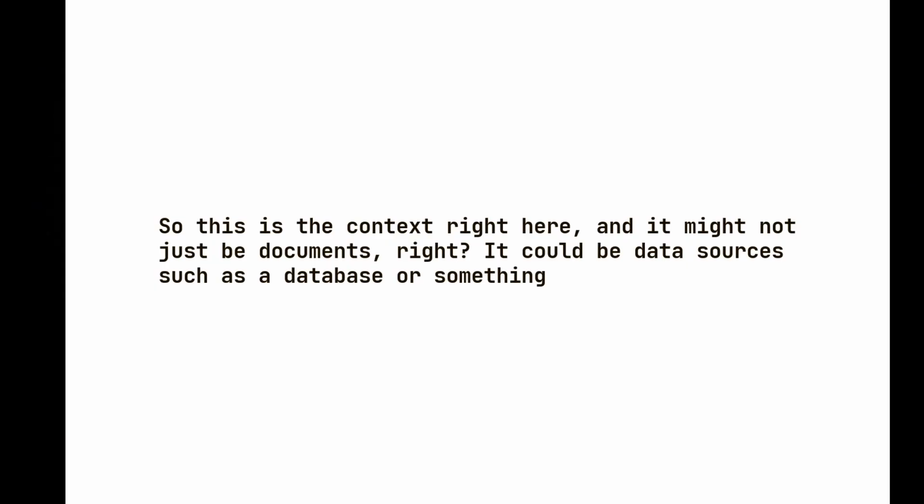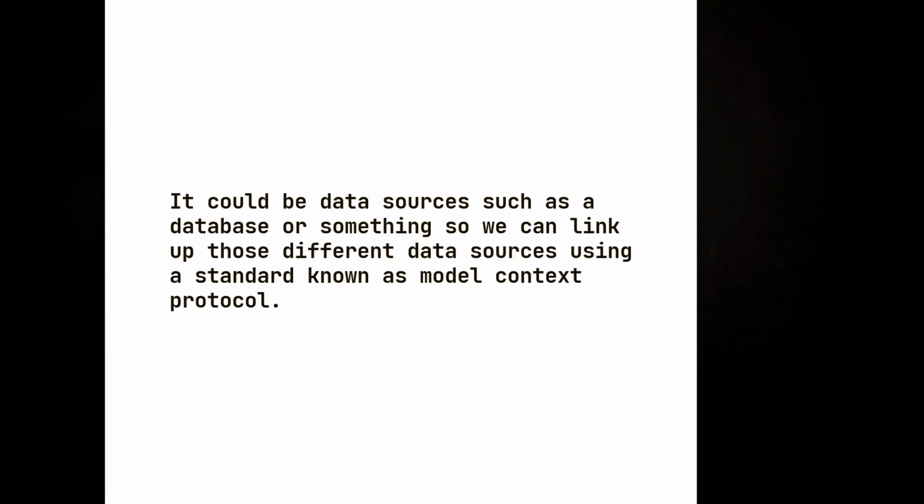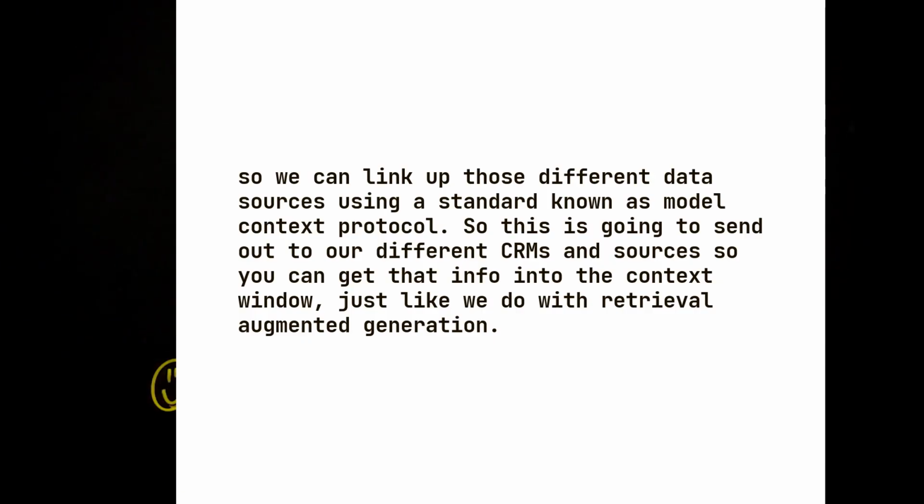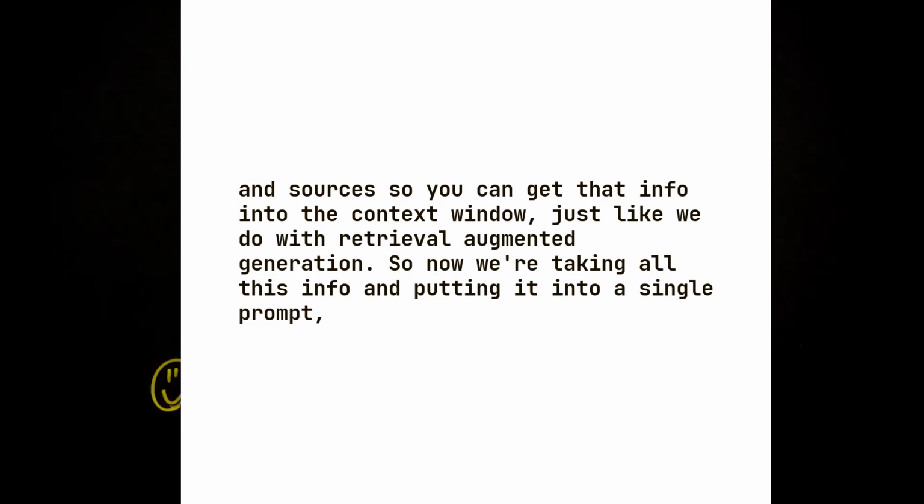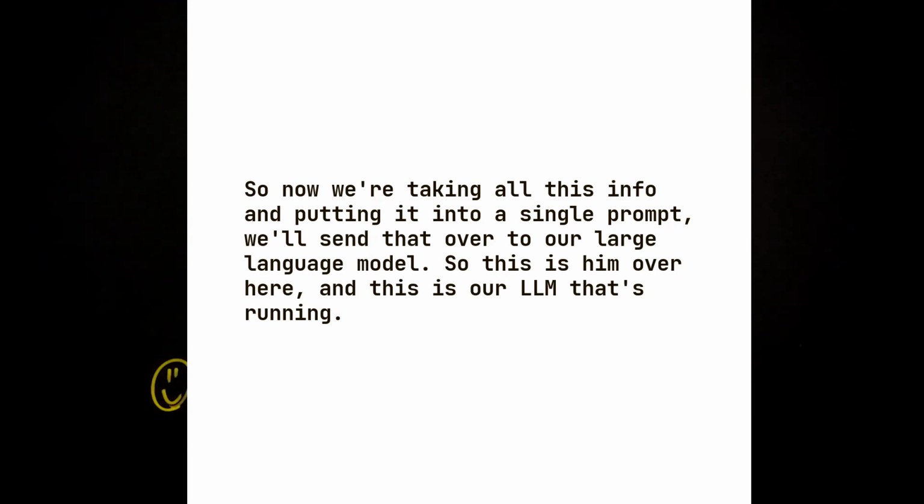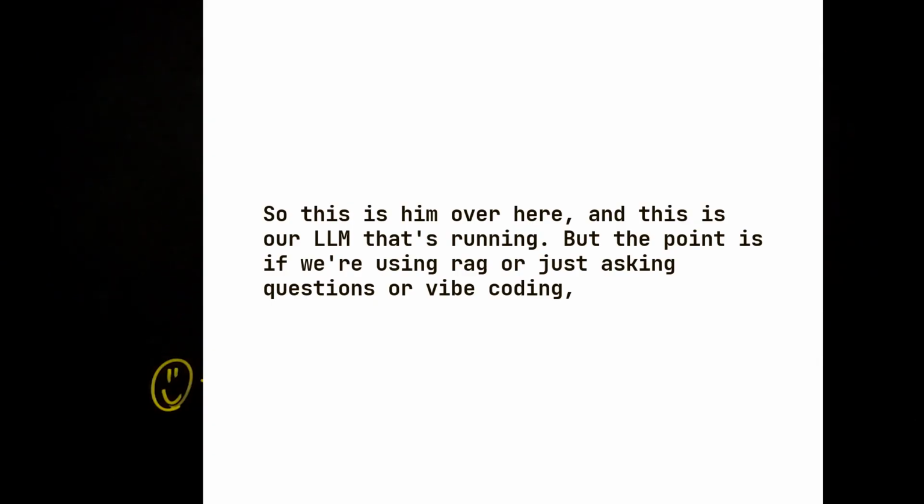So this is the context right here. And it might not just be documents, right? It could be data sources such as a database or something. So we can link up those different data sources using a standard known as Model Context Protocol. So this is going to send out to our different CRMs and sources so you can get that info into the context window, just like we do with Retrieval Augmented Generation. So now we're taking all this info and putting it into a single prompt. We'll send that over to our large language model. So this is it over here, and this is our LLM that's running.